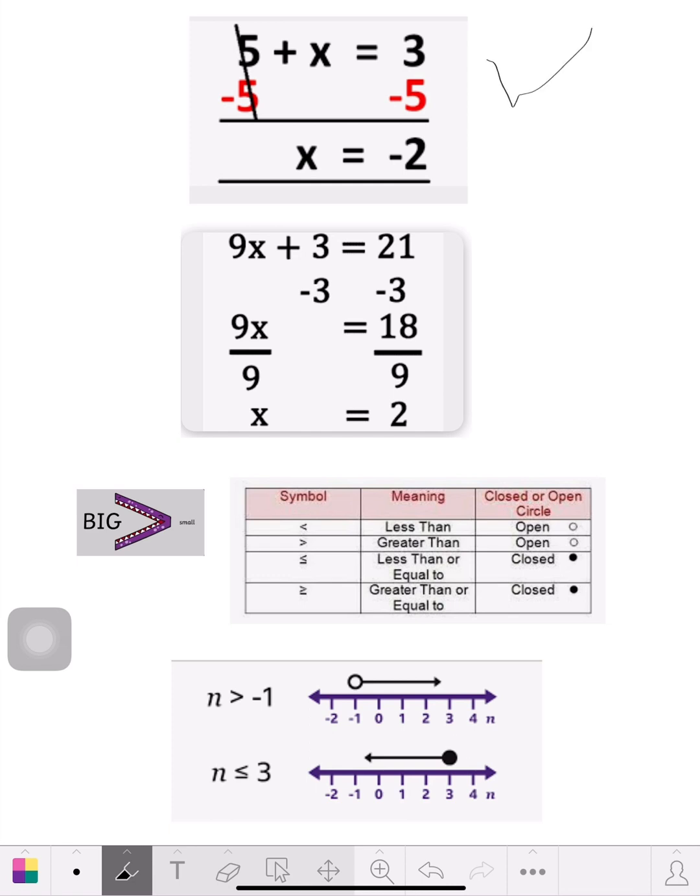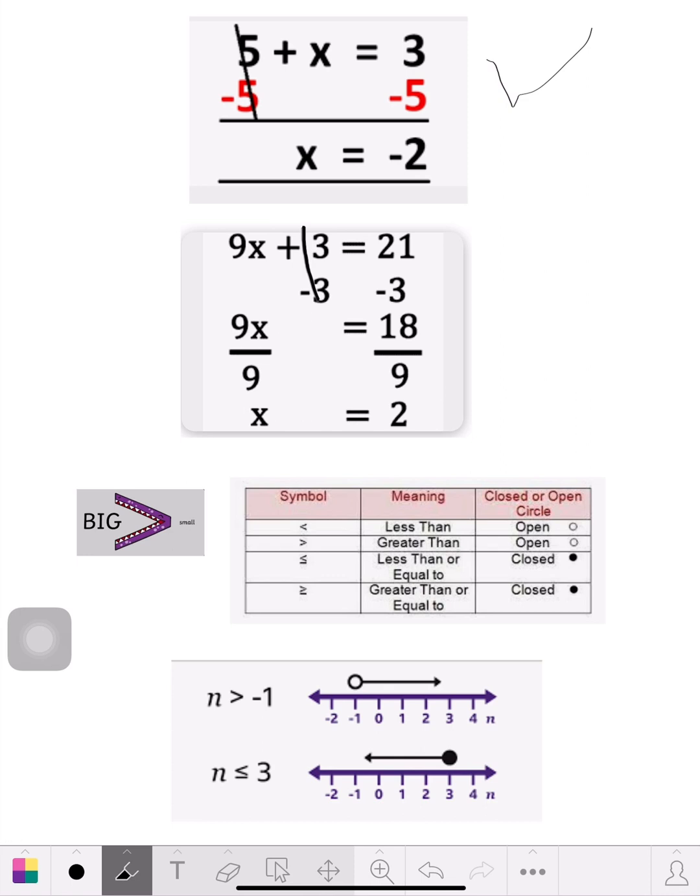Now the next one is what they call a two-step equation. You're going to have to do two different steps for this. Let's get this going with a regular tip. Okay, so it starts with 9x plus 3 equals 21. The first step I'd do is get rid of the 3. So I'd put in negative 3, subtract 3. Those two cross each other out. On this side, you have 21 minus 3 is 18.